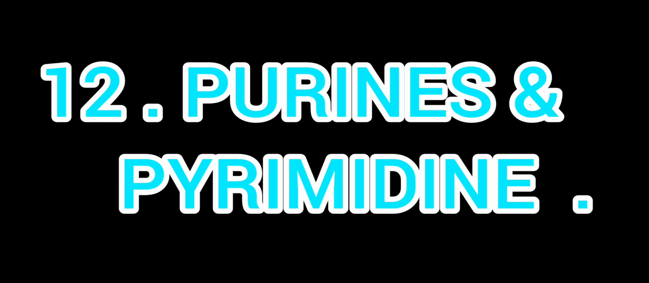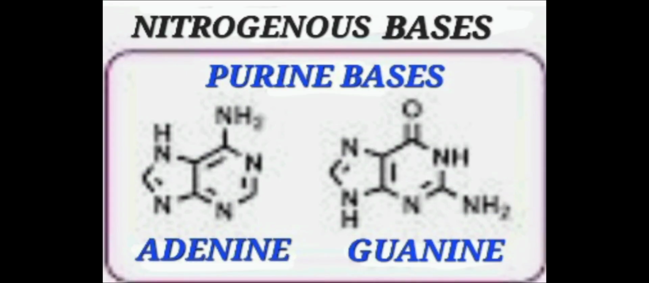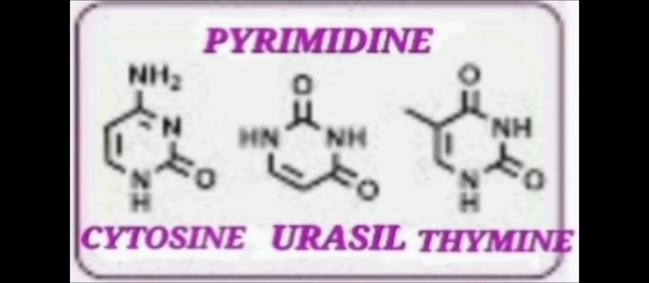Purines and pyrimidines are the nitrogenous bases. Purines are adenine and guanine. They are double-ring nitrogen bases, while the pyrimidines are single-ring nitrogen bases. They comprise cytosine and thymine.